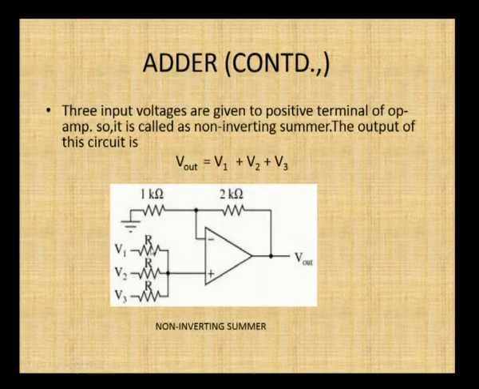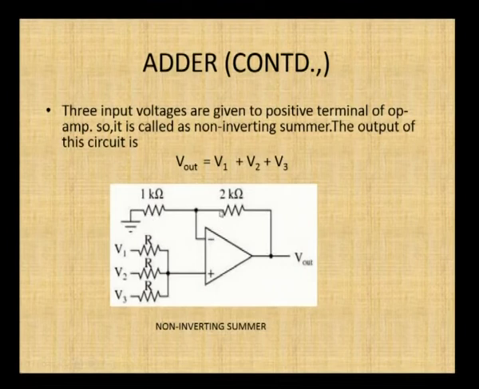So, here the output voltage for this non-inverting summer is, you have to recall the gain of the non-inverting amplifier as 1 plus RF by R1. Here it is 1 plus 2 kilo ohms by 1 kilo ohm into the sum of all these voltages, V1 plus V2 plus V3. So, this is the output of the non-inverting summer. So, in general the output is given by the gain of the non-inverting amplifier into the sum of the input voltages.